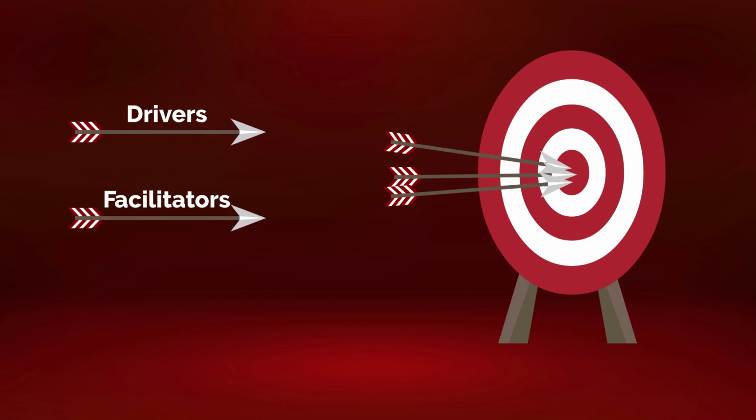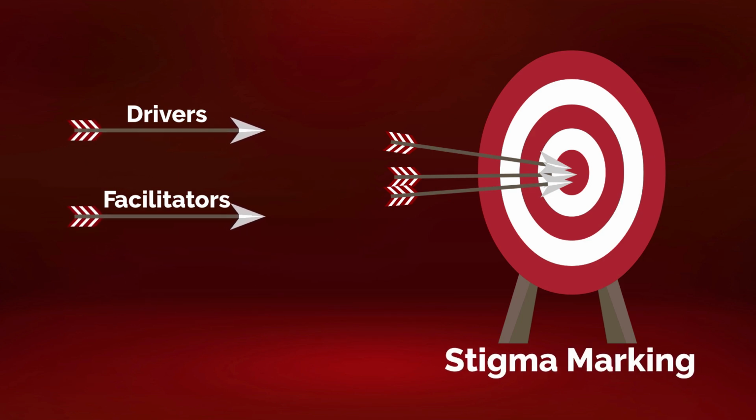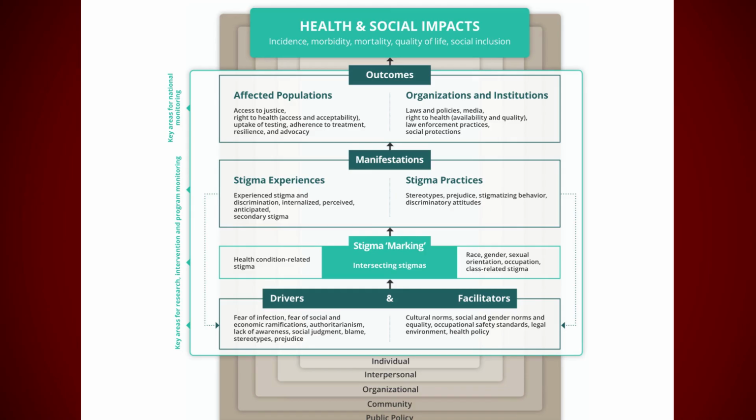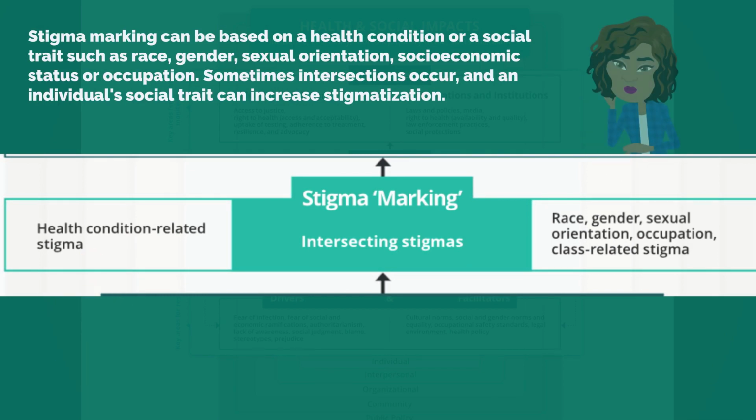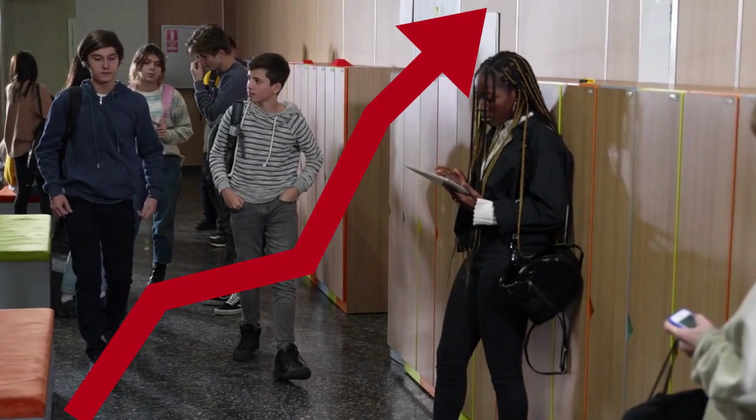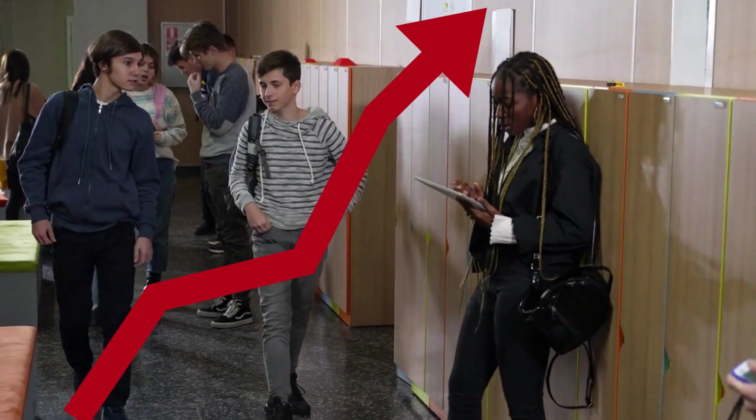Drivers and facilitators then determine the targets of stigmatization, or stigma marking, as the framework refers to it. Stigma marking can be based on a health condition or a social trait, such as race, gender, sexual orientation, socioeconomic status, or occupation. Sometimes intersections occur, and an individual's social trait can increase stigmatization.